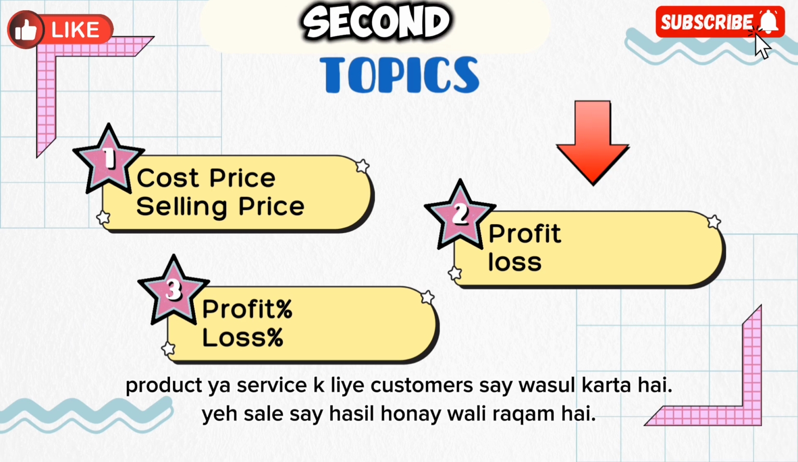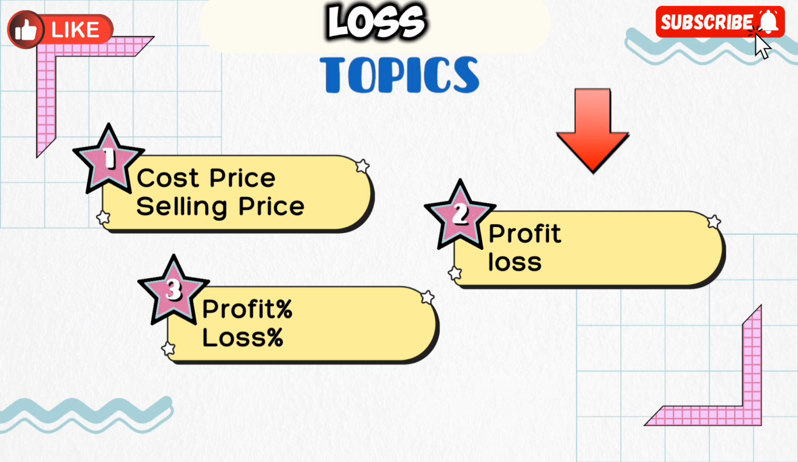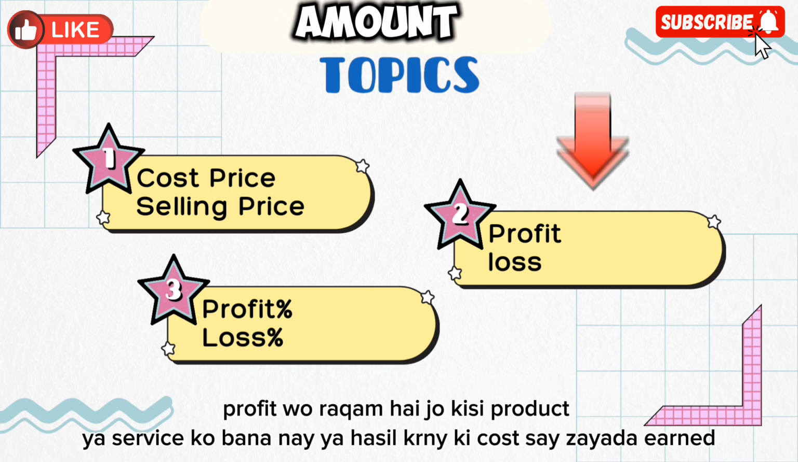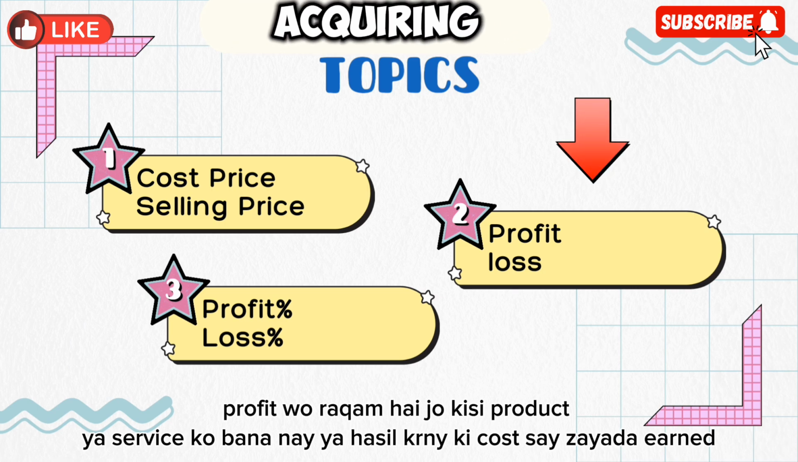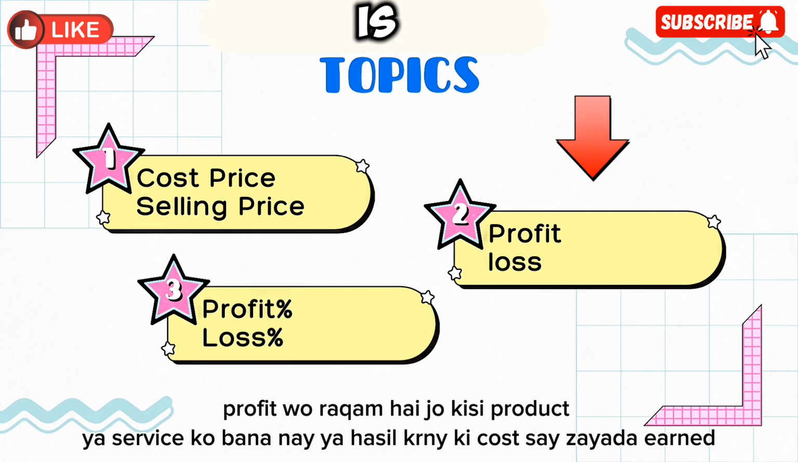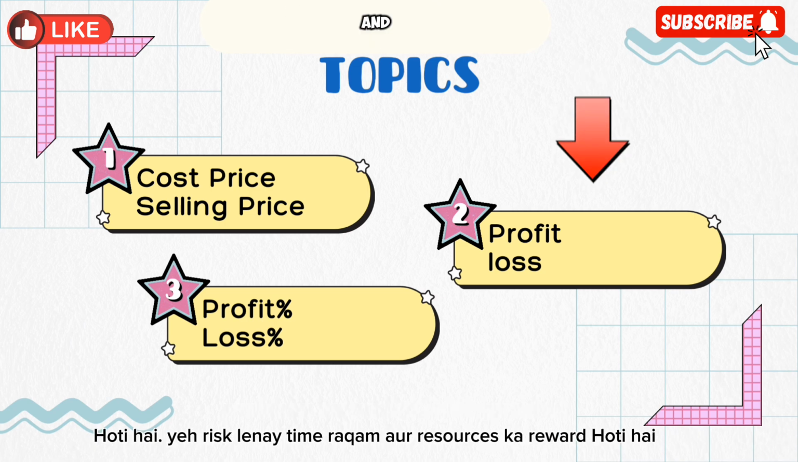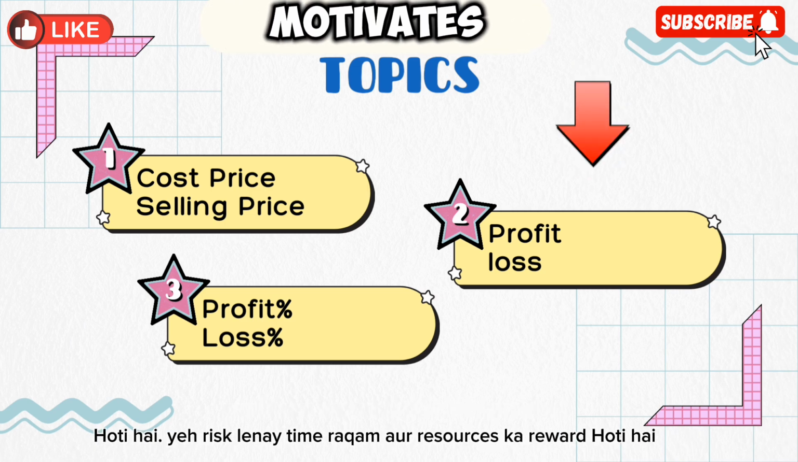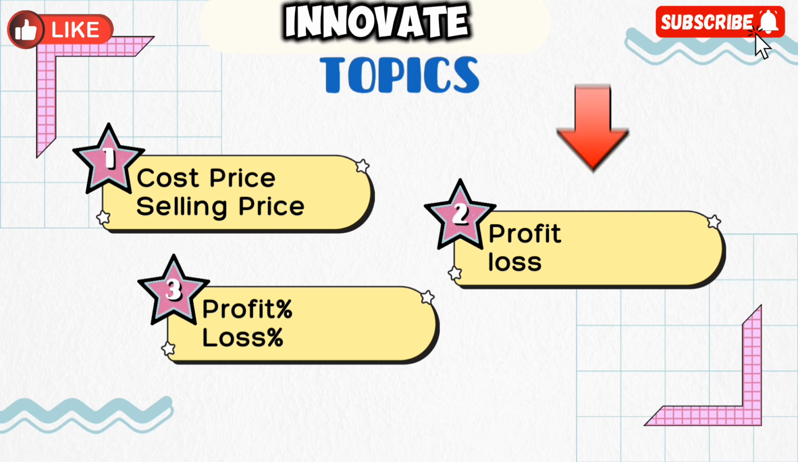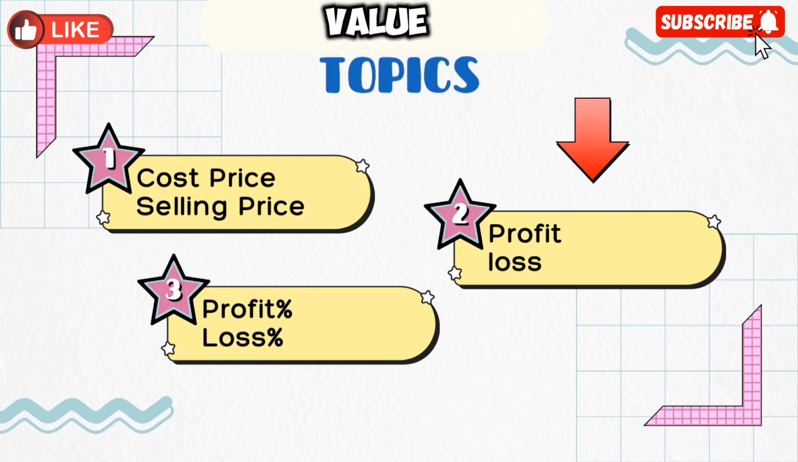So our second topic is profit and loss. Profit is the amount of money earned above the cost of producing or acquiring a product or service. It's the reward for taking risk and investing time, money and resources. Profit motivates businesses to innovate, grow and create value.